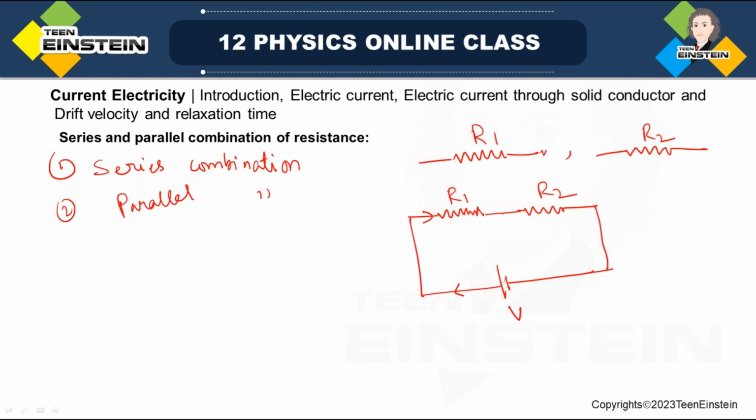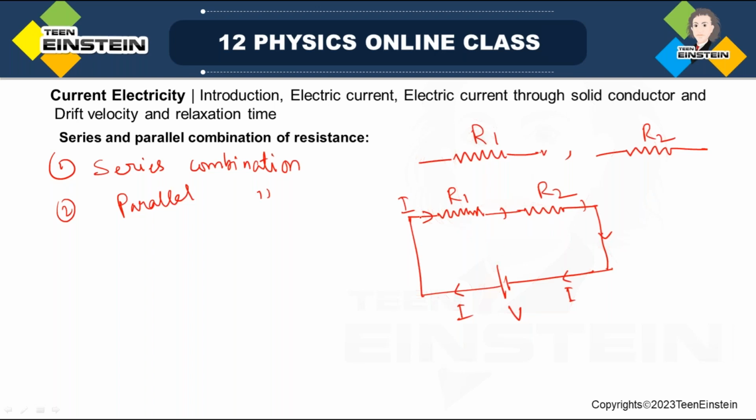According to conservation of charge, the same current will flow here. Whatever current is coming out from the battery, the same current I will flow here also. So in this series combination of resistors, current is not divided.